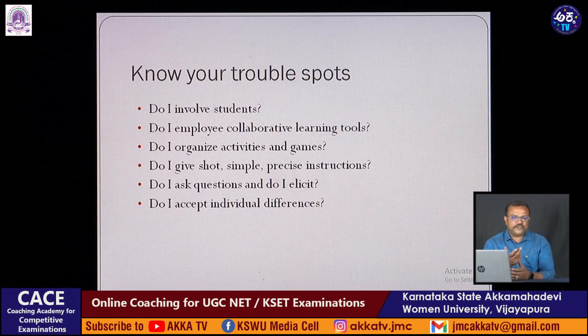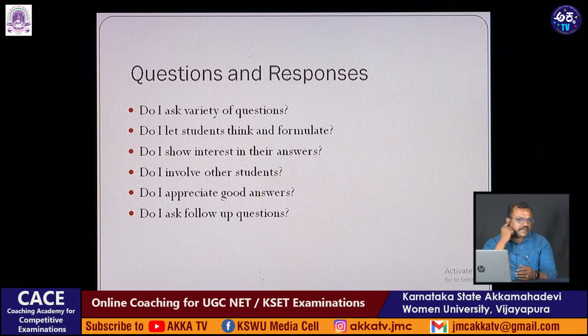Do I accept the individual differences among our students, because there will be fast learners, medium learners and slow learners? Do I accept all the kinds of students available in my classroom? Questions and responses. Do I ask a variety of questions? Yes, well and good. No, try to ask a variety of questions, so as to maintain the attention of your students. Do I let the students think and formulate?